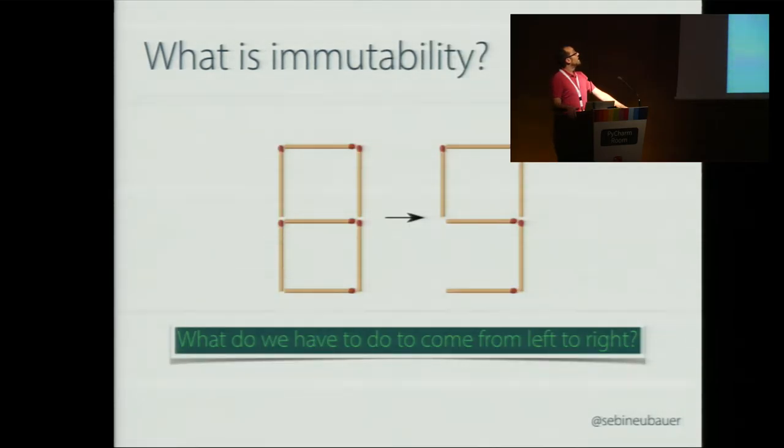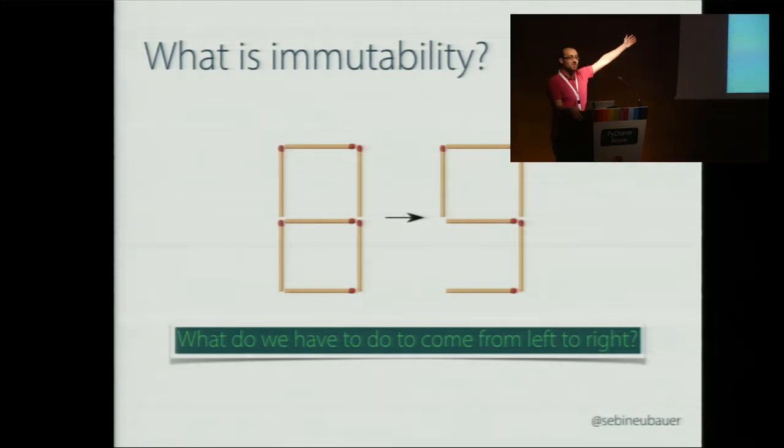Now, the next thing, what is immutability? This is really a hard thing, and don't nail me down, it's not a theoretically nailed down definition that you get here. So I have two numbers here, an 8 and a 9. There's a small question now to the audience: what do we do to get from the initial state, the 8, to a 9? Would you really do it like that? I want a trivial answer.